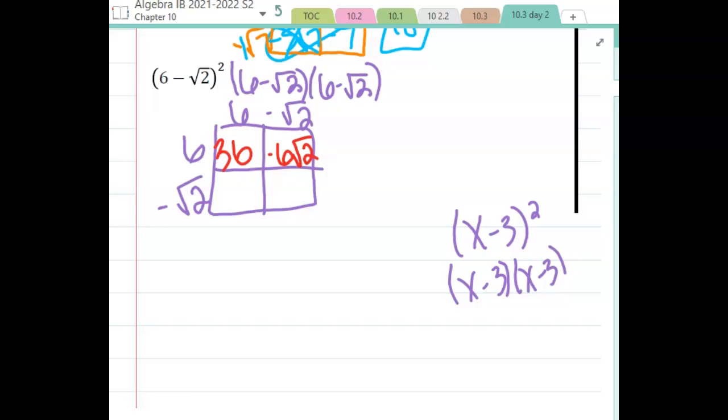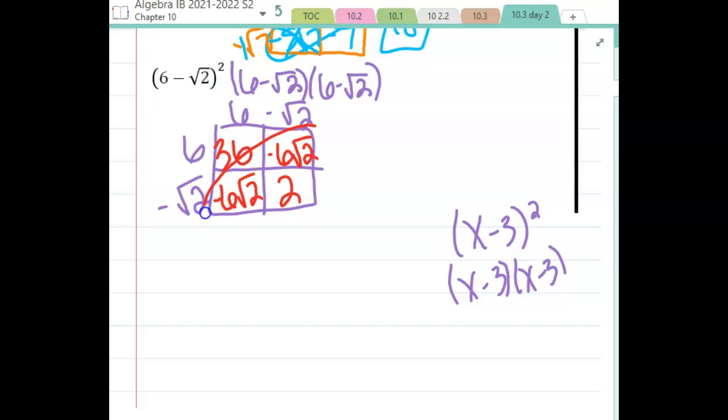Notice for this box, I am also multiplying 6 times negative square root of 2. You're multiplying the exact same thing. This is also going to be negative 6 square roots of 2. And here's why I like the box method. Because this last box can sometimes be a little confusing, but you kind of have the room to show that. First of all, let's figure out the sign. A negative times a negative is a positive. The square root of 2 times the square root of 2, just 2, right? Just 2.